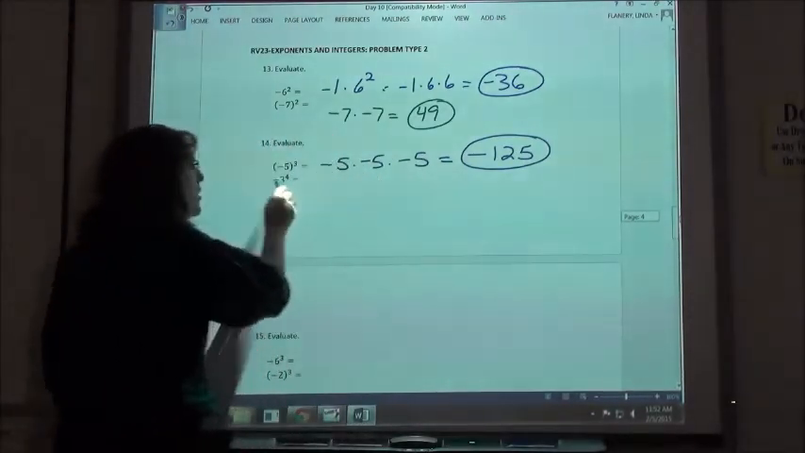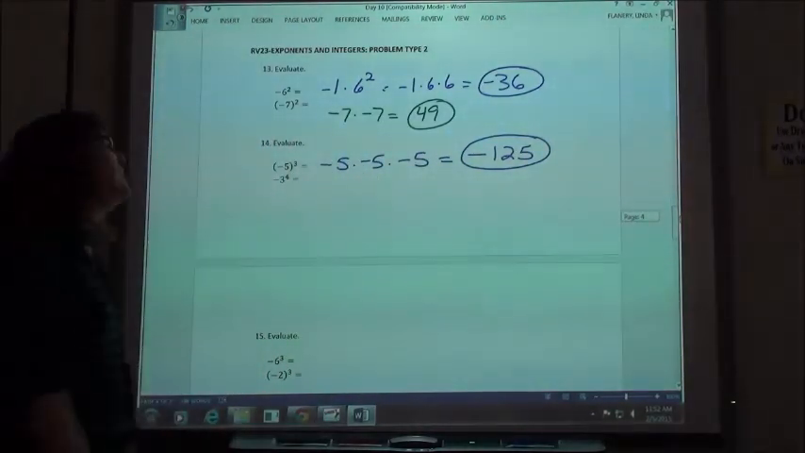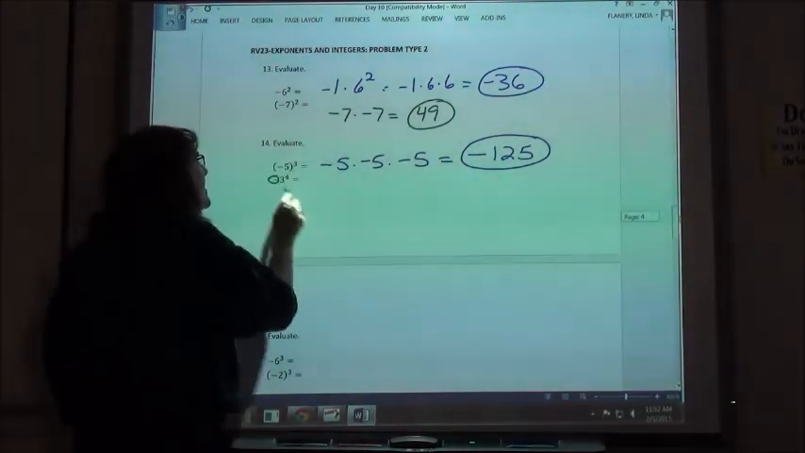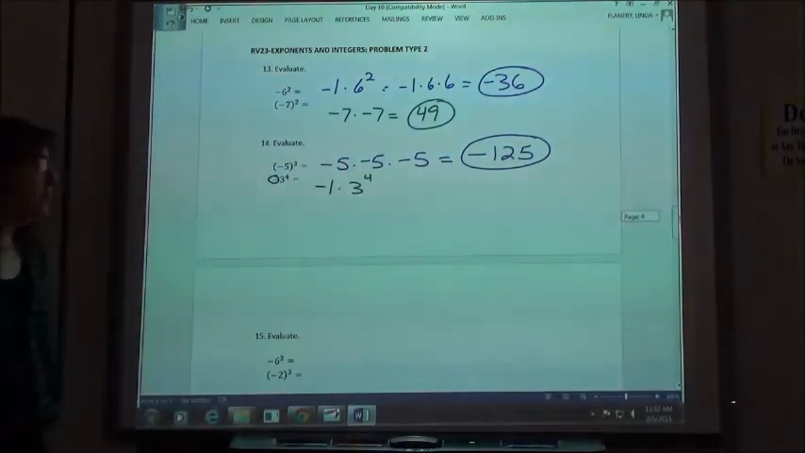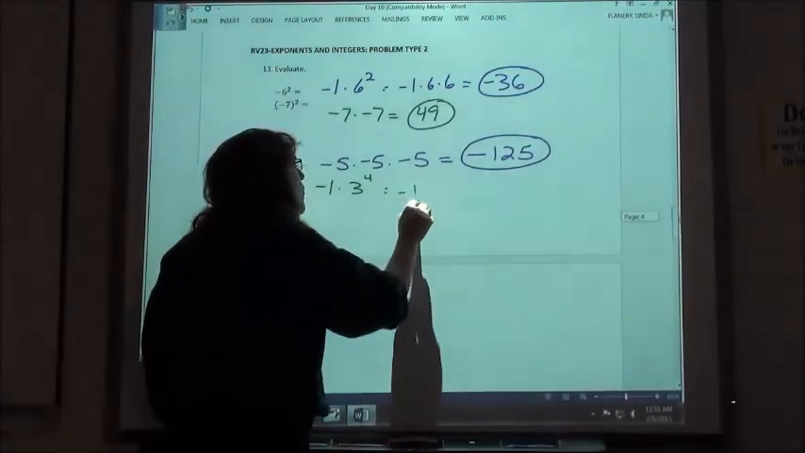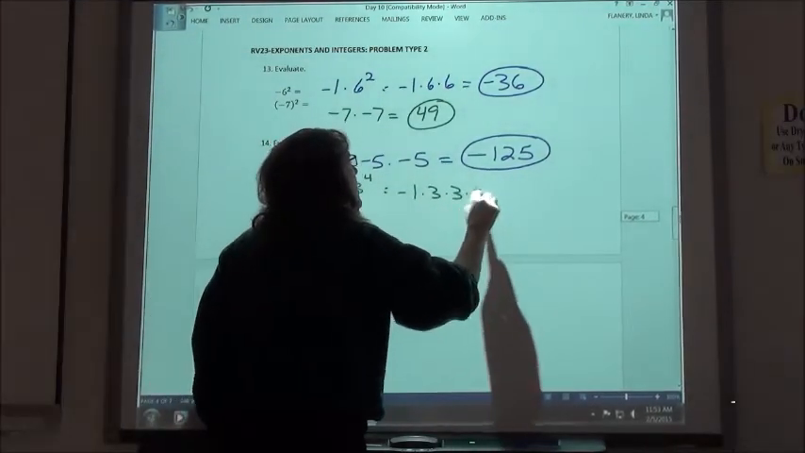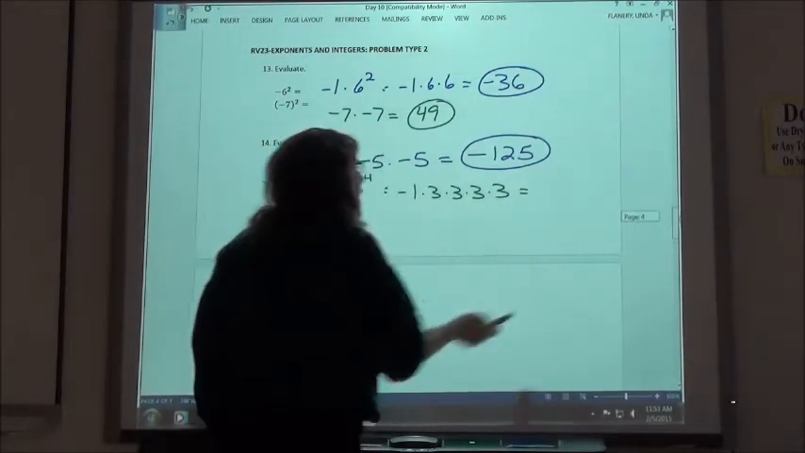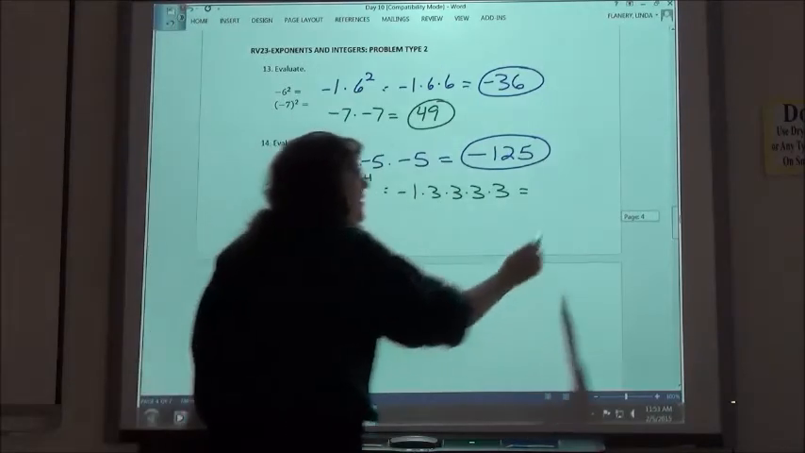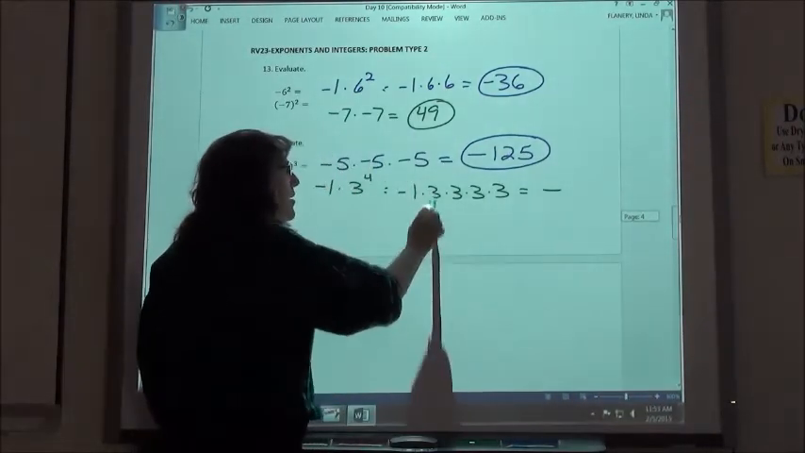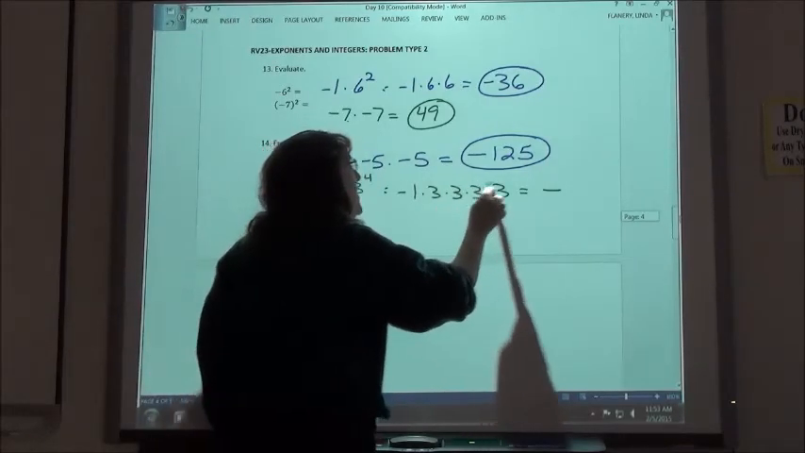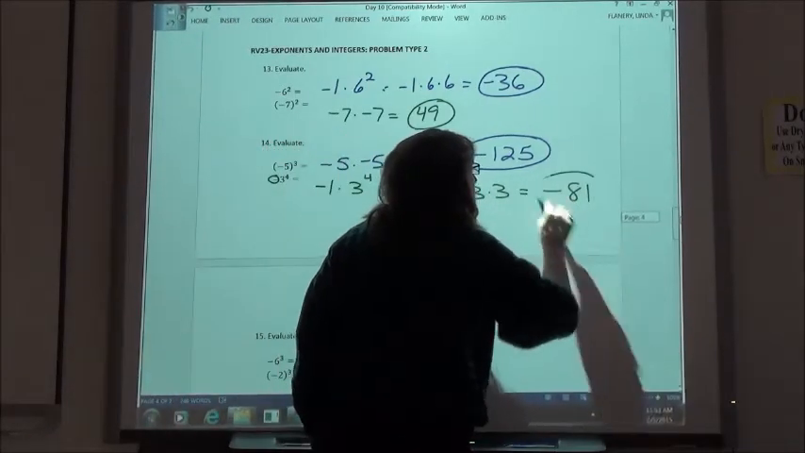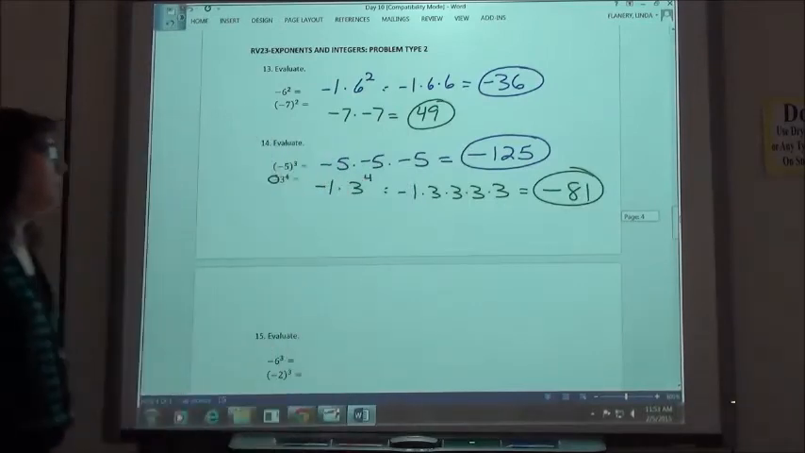On this one, notice there are not parentheses. If there's not parentheses, this means negative 1 times 3 to the 4th power. So it means negative 1 times 3 times 3 times 3 times 3. There is only one negative. My answer is negative. 3 times 3 is 9. 9 times 3 is 27. 27 times 3 is 81.